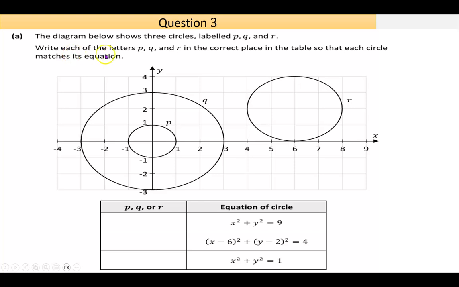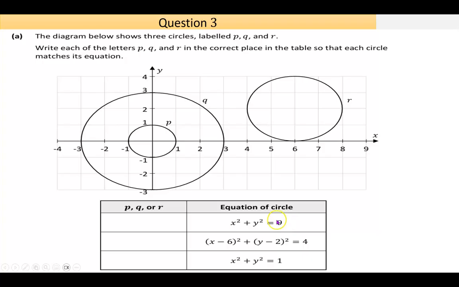It says write each of the letters P, Q, and R in the correct place in the table so that each circle matches its equation. Now, before we even look at the table, one thing we know about equations of a circle is that if the center is 0, 0, the origin, they don't have a value around the x squared and y squared. So both of these circles here would be either P or Q.